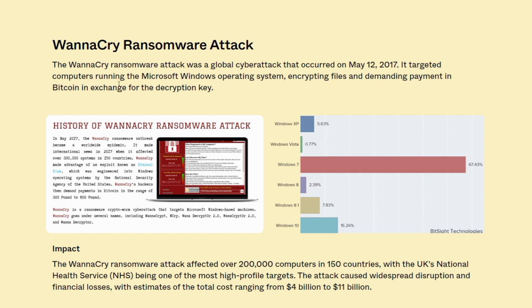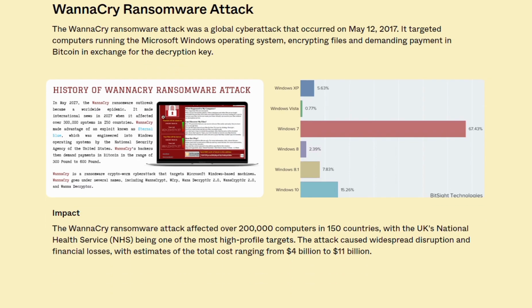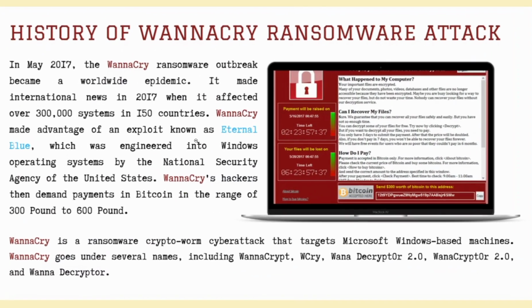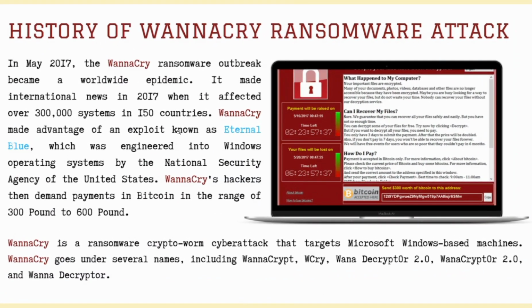It targeted computers running the Microsoft Windows operating system, encrypting files and demanding a payment in Bitcoin in exchange for the decryption key. So they encrypted all files stored in this operating system, and they demanded Bitcoin in exchange for the decryption key. Here we can see some history of the WannaCry ransomware attack.